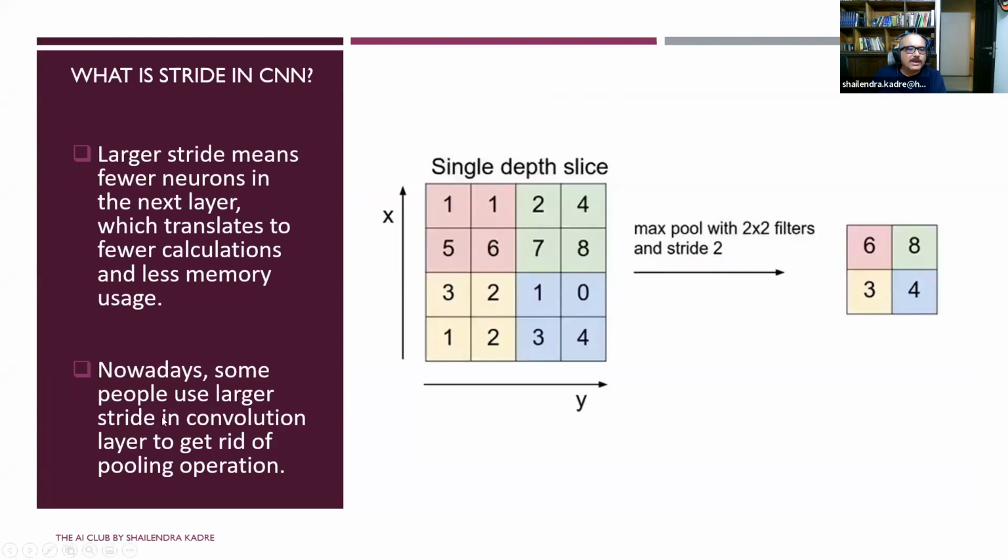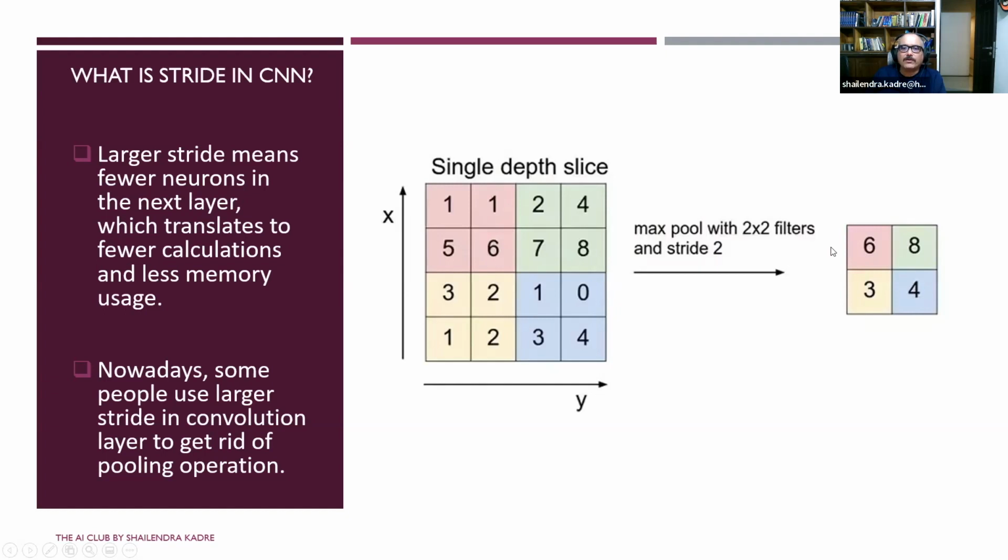Nowadays, some people use larger stride in the convolution layer to get rid of the pooling operation. Means they are not using a pooling layer. They are using a stride of 2, a stride of 3, and they are reducing the size of the image. Now here there is an example of a 4x4 image. We are doing a stride of 2, so it will become an image of 2x2.